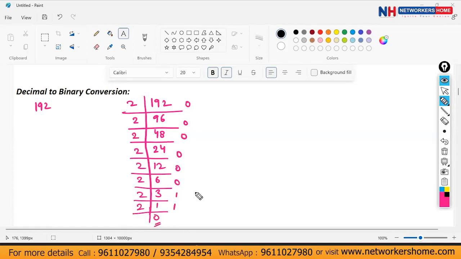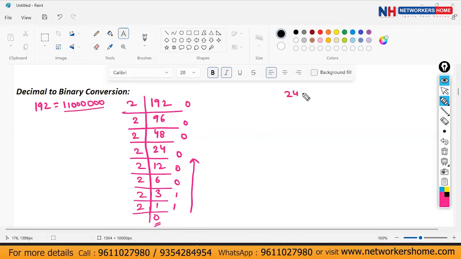Now the remainders on this side, if you write them from bottom to up, this will be the binary value. This is 11000000. So for 192, the binary value will be this. Okay, let's take one more example.